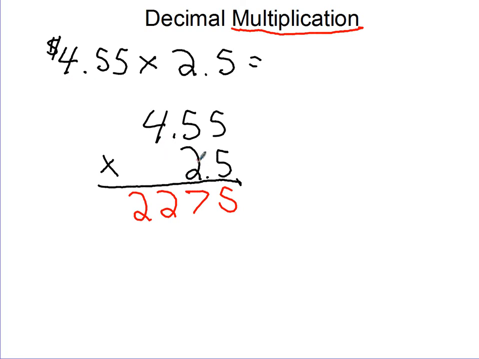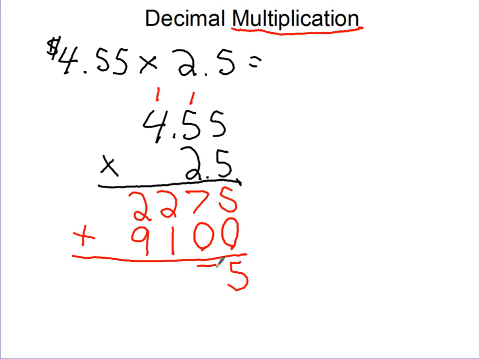And now time to multiply the 2 by everything. So 2 times 5. Oh, what am I missing? The 0 because I'm over a spot. Alright, now 2 times 5 is 10. Carry the 1. 2 times 5 is 10, plus 1 is 11. Carry the 1. 2 times 4 is 8, plus 1 is 9. Now I add these like before. 5, 7, 3, 11.